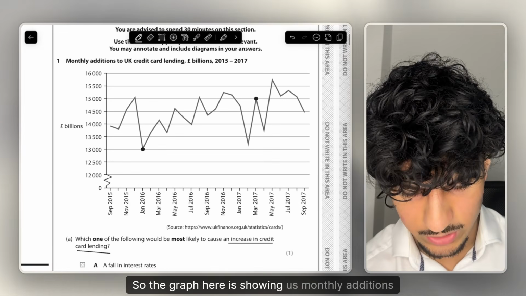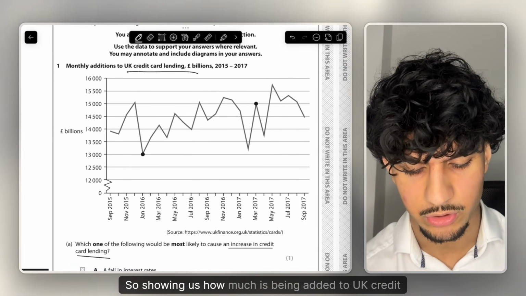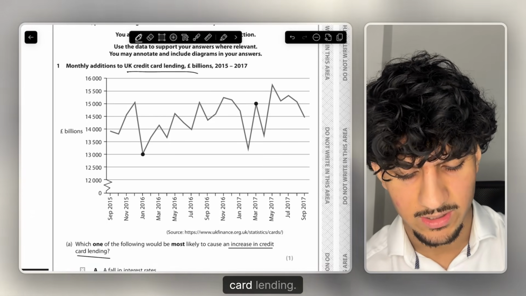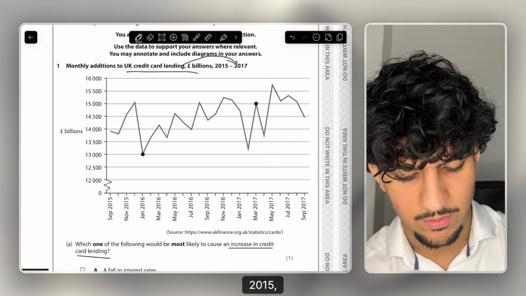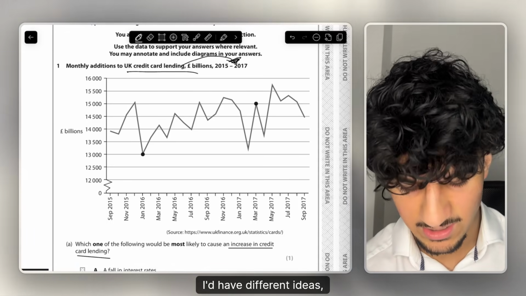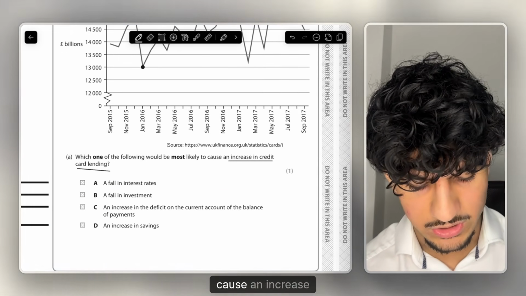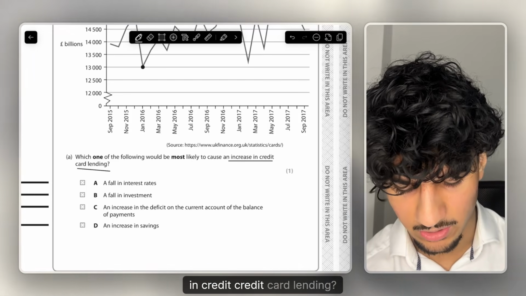So the graph here is showing us monthly additions to UK credit card lending. So it's showing us how much is being added to UK credit card lending. What am I focusing on here? 2015, 2017. So if this was around 2008, I'd have different ideas. But yeah, what's the question asking? Which of the following is the most likely to cause an increase in credit card lending?